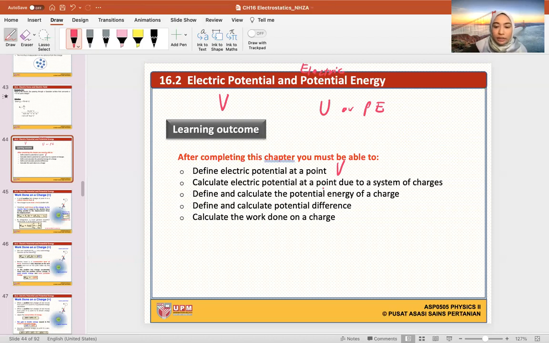Calculate electric potential at a point due to a system of charges. If you have a bunch of charges, what is the V at a particular point? Define and calculate the potential energy of a charge, and so on. Calculate the work done. This part is a little bit confusing. I hope I can do my best to explain this and you can understand.